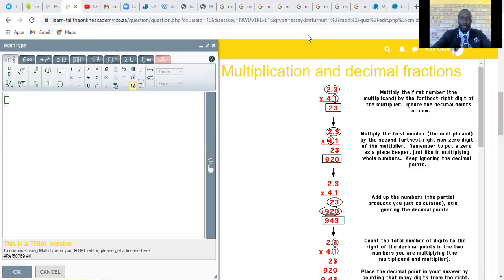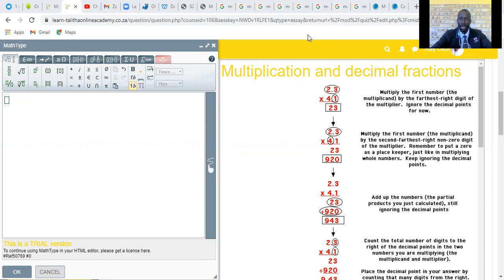Now, in this video, we would like to investigate more. We extend our discussion of decimal fractions into multiplication. That is, multiplication of decimal fractions is what we would like to cover in this section.